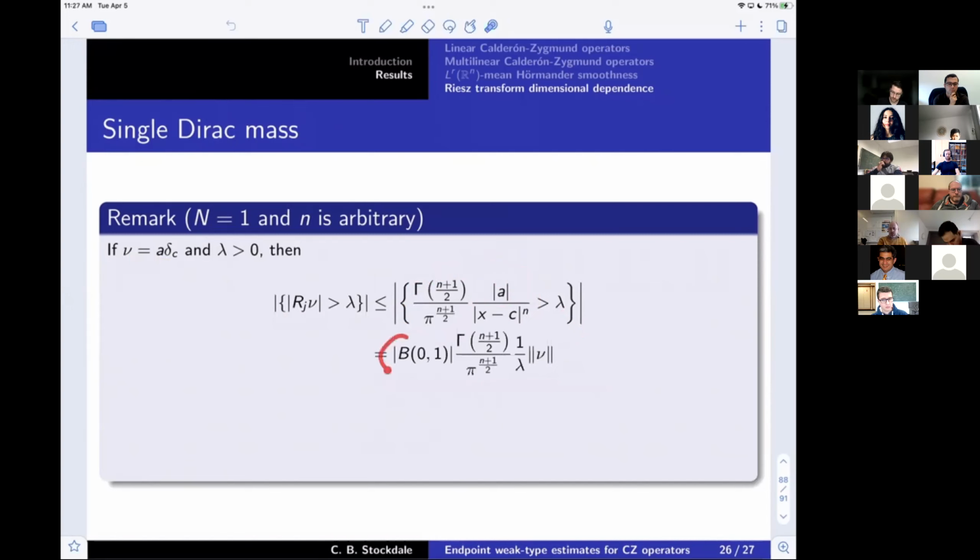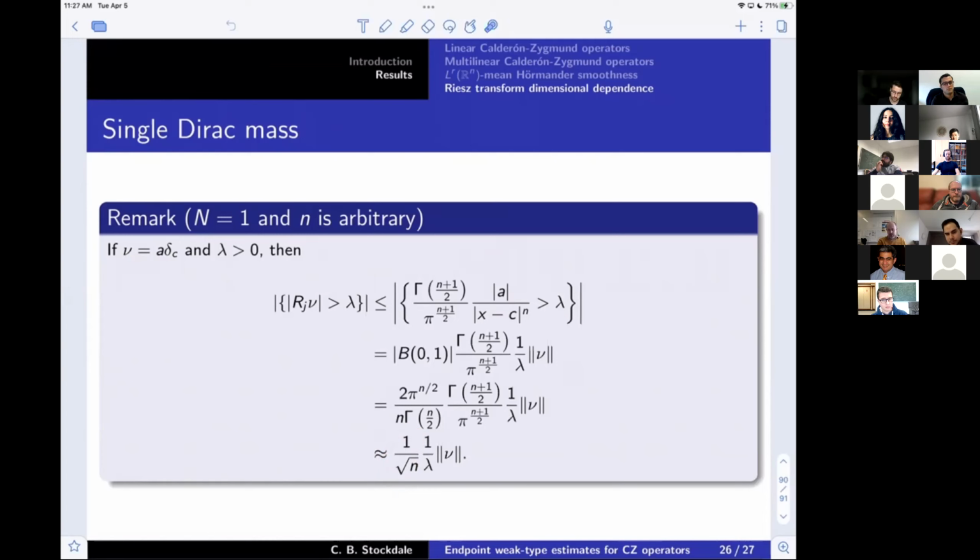And then you can look at what the measure of a ball is asymptotically. We get this quantity. And then using Stirling's formula, we can get the asymptotics of this, which is actually going to be 1 over the square root of n. So in the case of 1 Dirac mass, the Riesz transform constant is actually going to decay to 0, which is of course much better than the log n. It actually decays to 0, which is sort of strange.